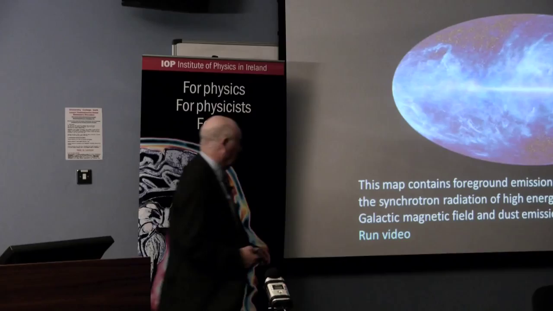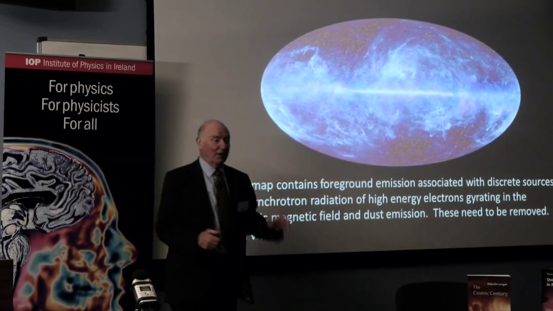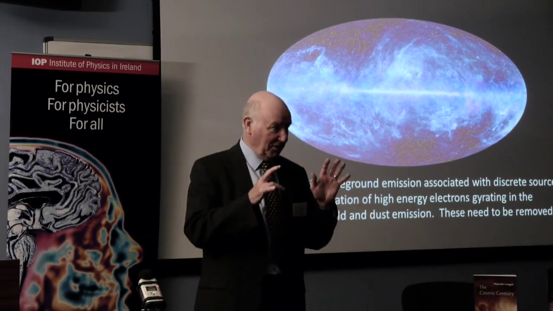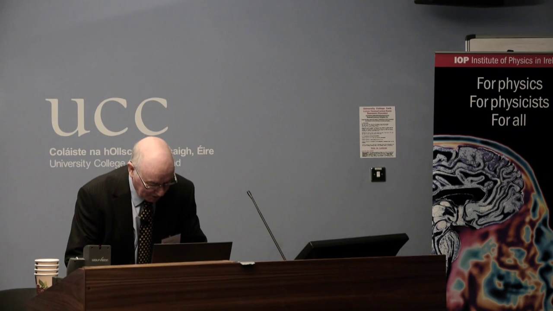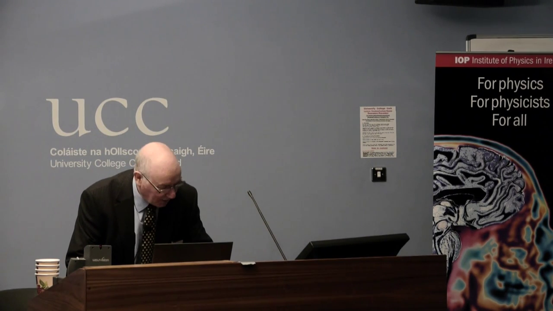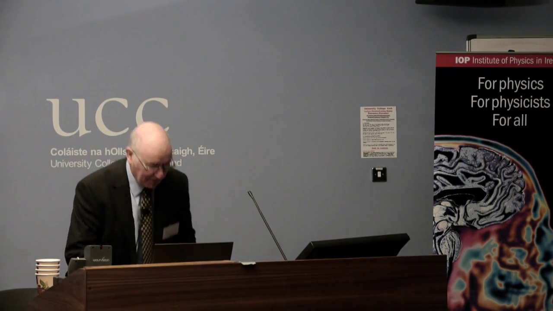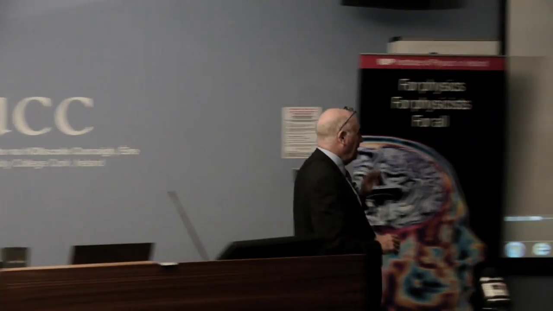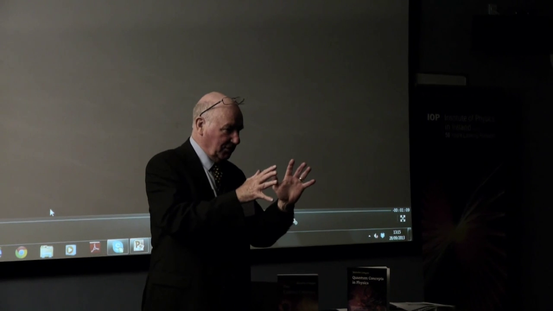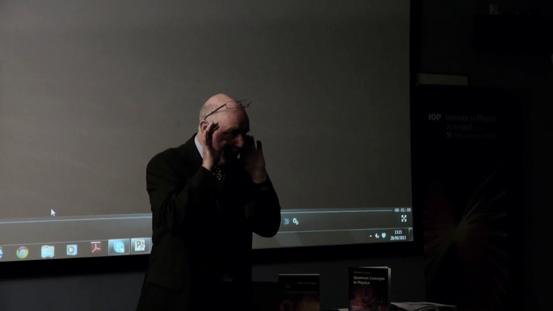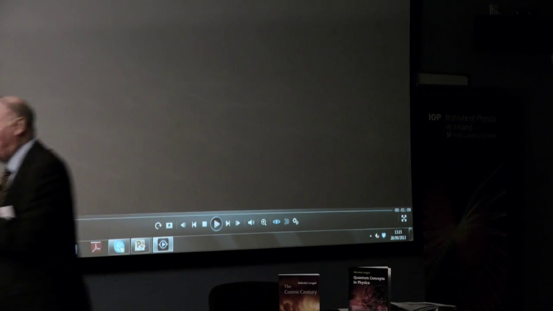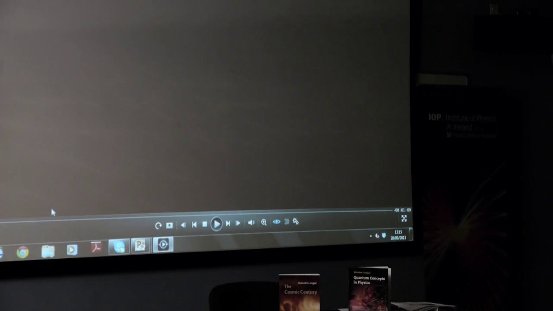Now, it says at the bottom, run video. So I'll show you what has to be done to this map to clean it up and see the cosmological signals. So if my system works, I go to there, right? And now, this is a little ESA video showing you what the teams had to do to create the map of the background radiation. You've got to get rid of all the interfering foreground components. So let's see if this will work.